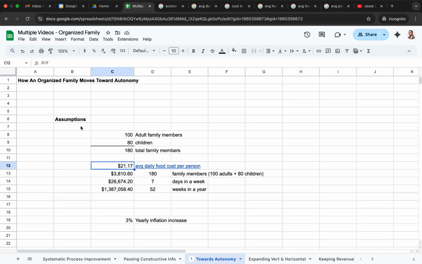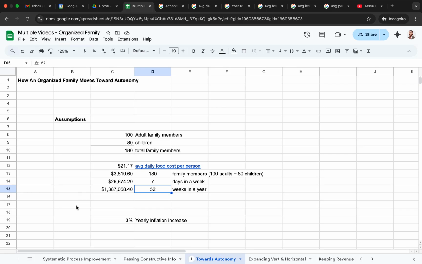Okay. Now, if each person is eating about $21 per day of food, then if we multiply this $21.17 by the 180 family members, then a family of 180 is spending $3,800 per day on food. Okay. And if you multiply that per day amount by 7 days a week, then we get this $26,600 for the total amount that this family is spending per week. And then if we multiply this per week amount by 52 weeks in a year, then we get to this 1.3 million that this family is spending on food per year.